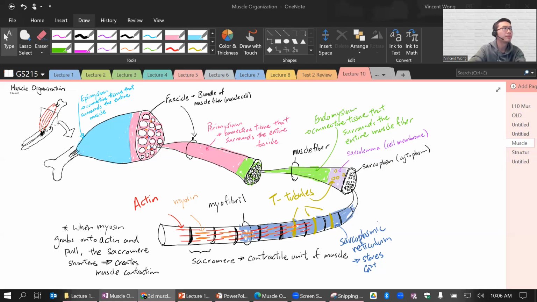Yeah, and just the T tubules. So those are sections, right? The T tubules? Yes. The T tubules are tubes that are merged to the sarcoplasmic reticulum. We'll see in a bit that when you want to move your muscle, the action potential will spread down the T tubules, which then cause the sarcoplasmic reticulum to release the calcium. So that's why they're there. Okay. All right. Thank you. Yep.